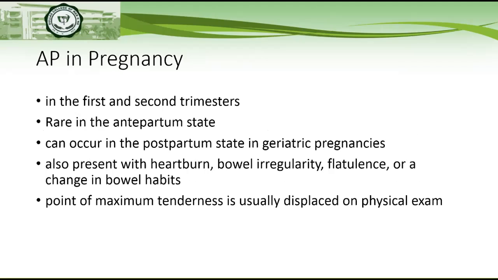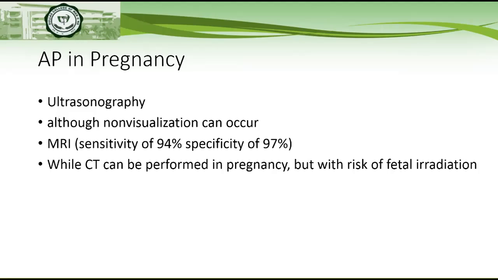AP in pregnancy is usually in the first and second trimesters. They are rare in the antepartum state, but can occur in the postpartum state in geriatric pregnancies, meaning the maternal age is greater than 35 years. They may also present with heartburn, bowel irregularity, flatulence, or a change in bowel habits. The point of maximum tenderness is usually displaced on physical exam.